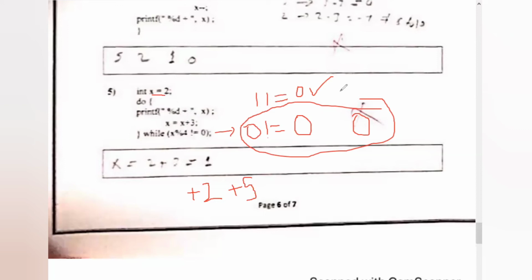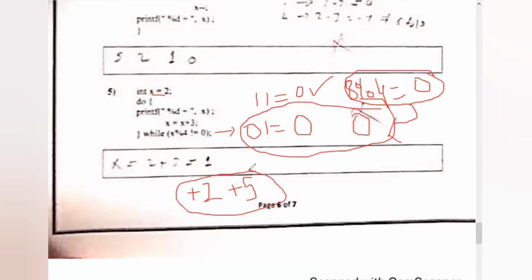The value of x will now go to 8. But 8 modulo 4 equals 0, which makes this condition fail. The loop gets terminated. So this will be printed. It will be displayed in such a manner: plus space 2 plus space 5. It will display in this manner.